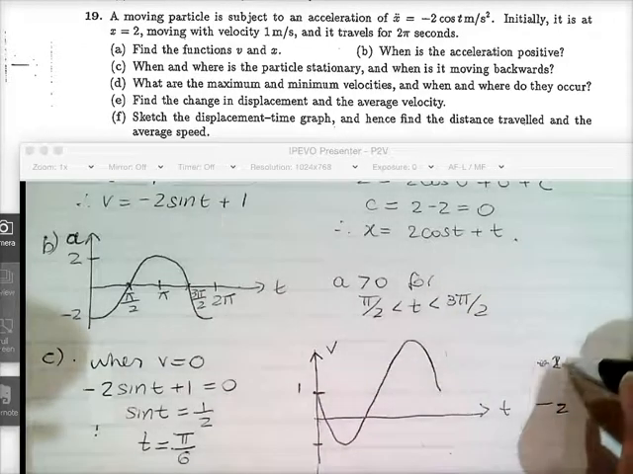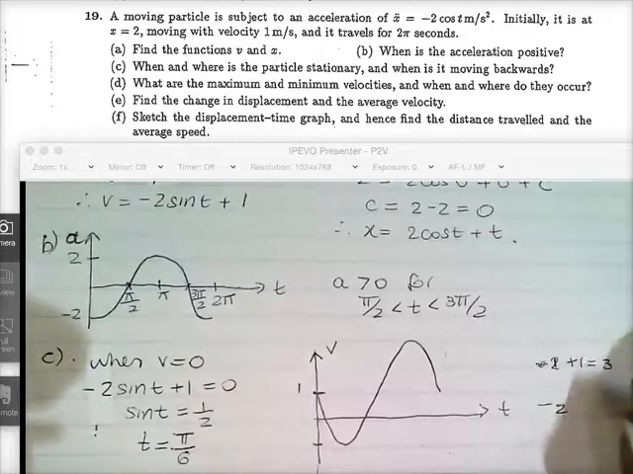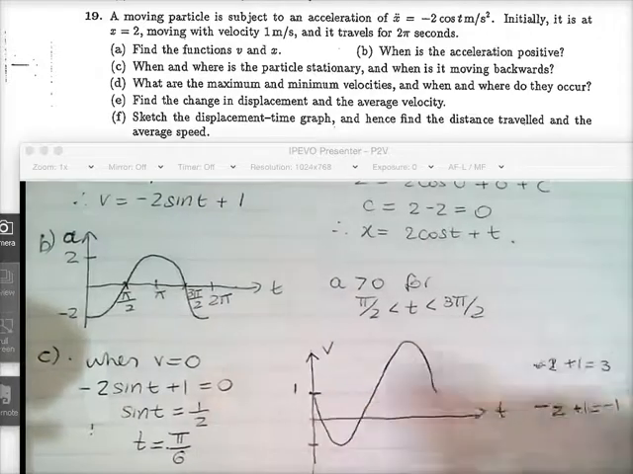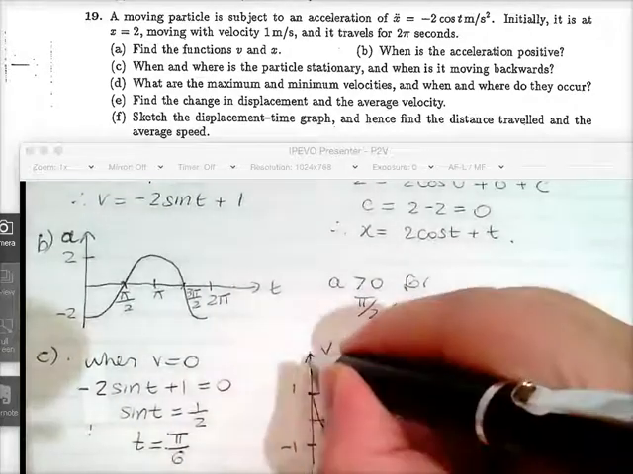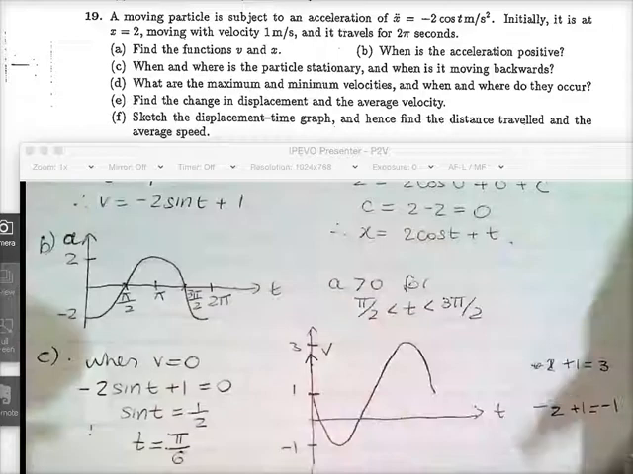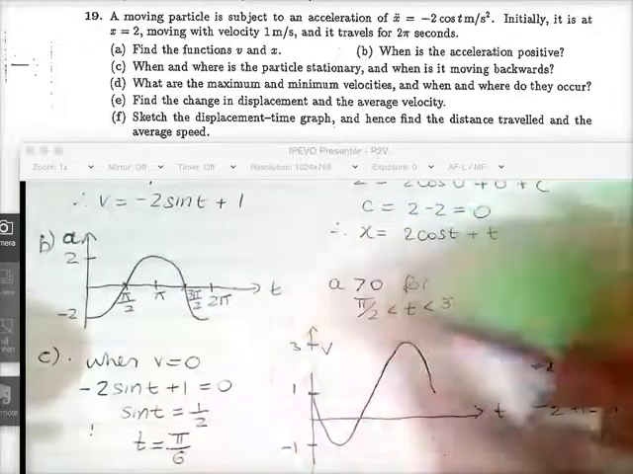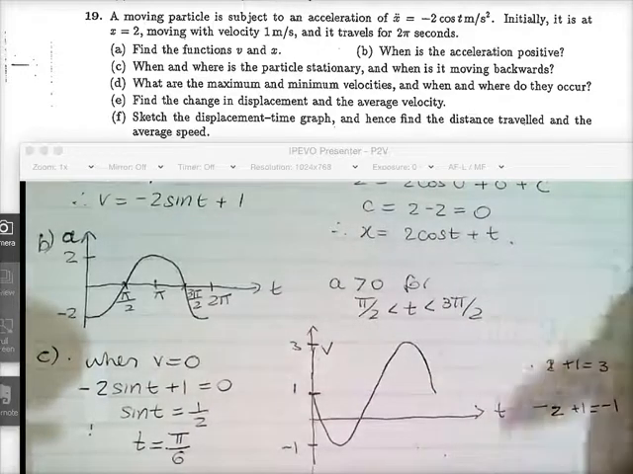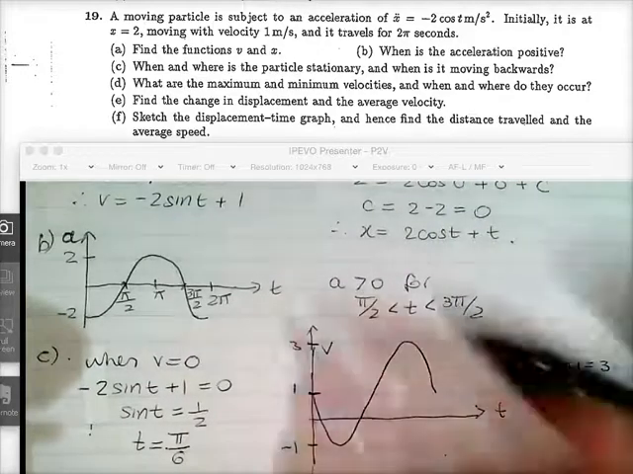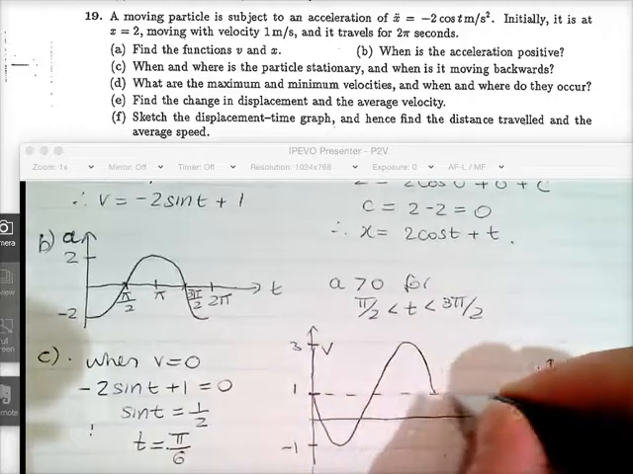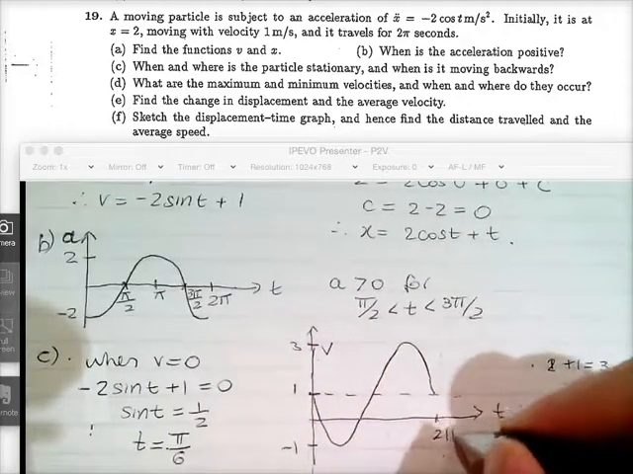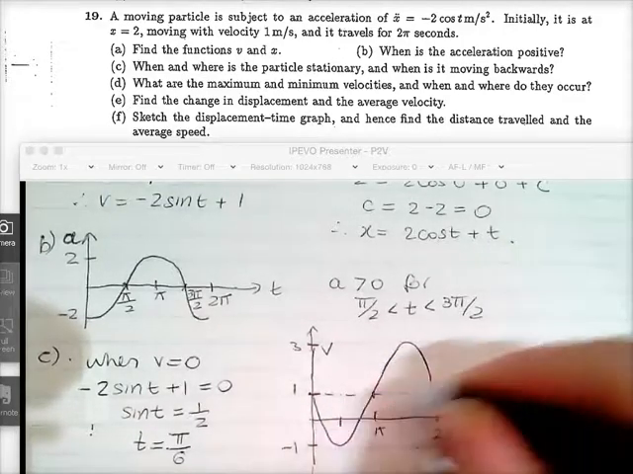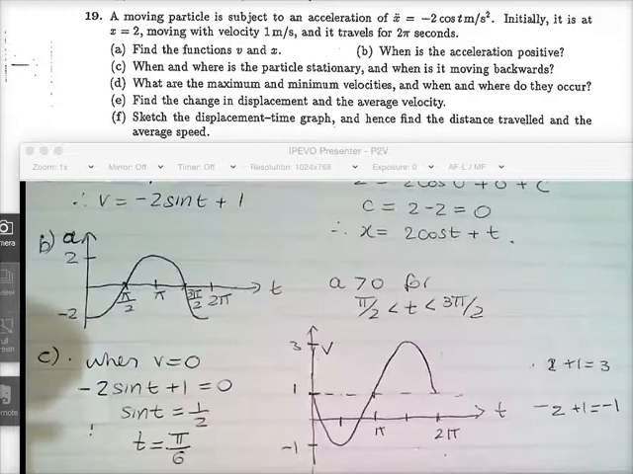And then we're shifting it up 1. So if we add 1 to the 2, we get 3. And if we add 1 to the negative 2, sorry, we get negative 1. So instead of going from negative 2 to 2, add 1 to each of those, and it's going to go from negative 1 to 3. The centre of the motion here will be 1. It only goes for 2 pi seconds. This point is pi. Here is pi on 2, and up there's 3 pi on 2.